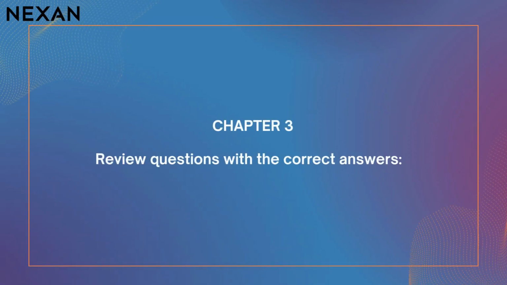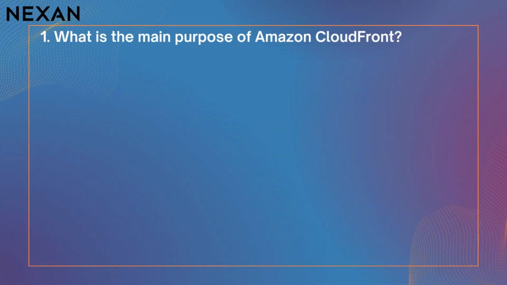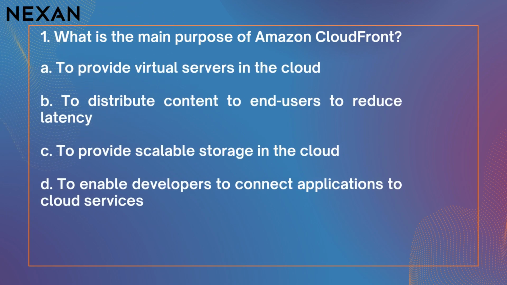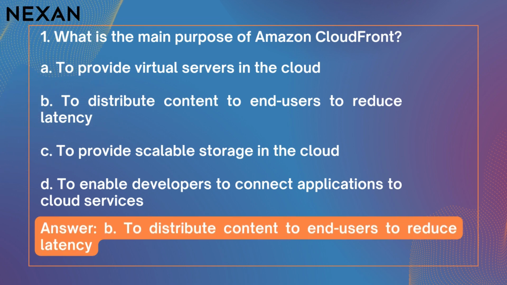Chapter 3 Review Questions with Correct Answers. 1. What is the main purpose of Amazon CloudFront? A. To provide virtual servers in the cloud. B. To distribute content to end users to reduce latency. C. To provide scalable storage in the cloud. D. To enable developers to connect applications to cloud services. Answer: B. To distribute content to end users to reduce latency.